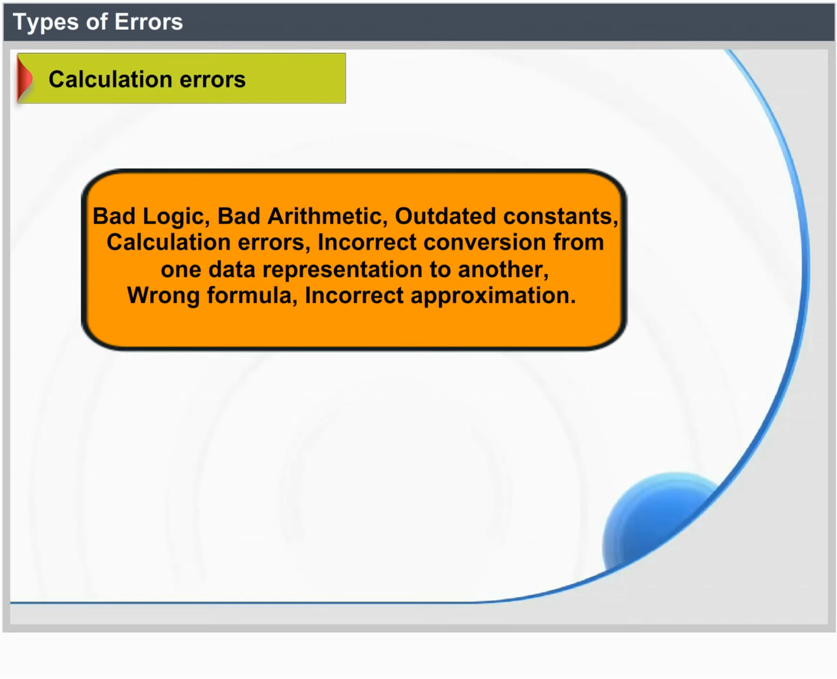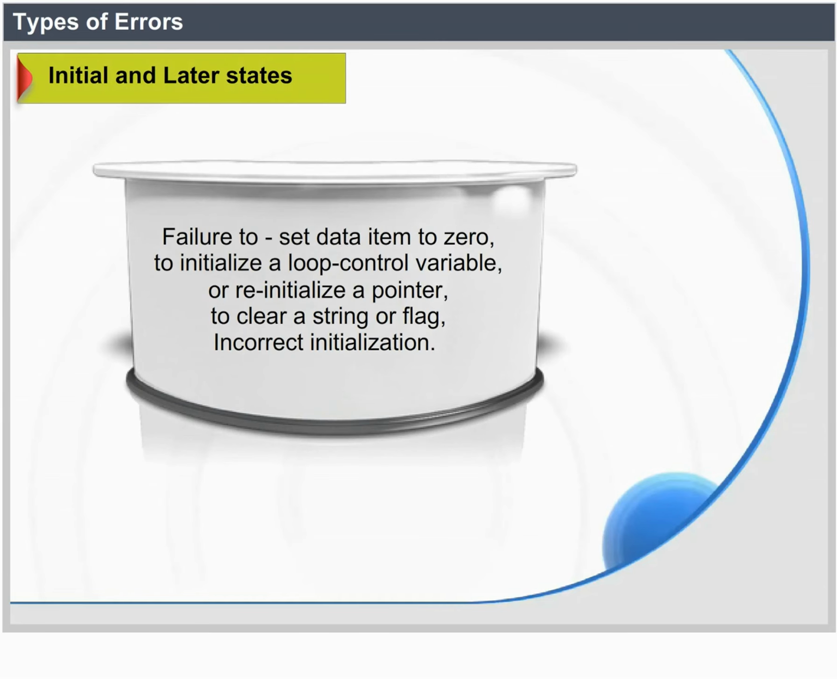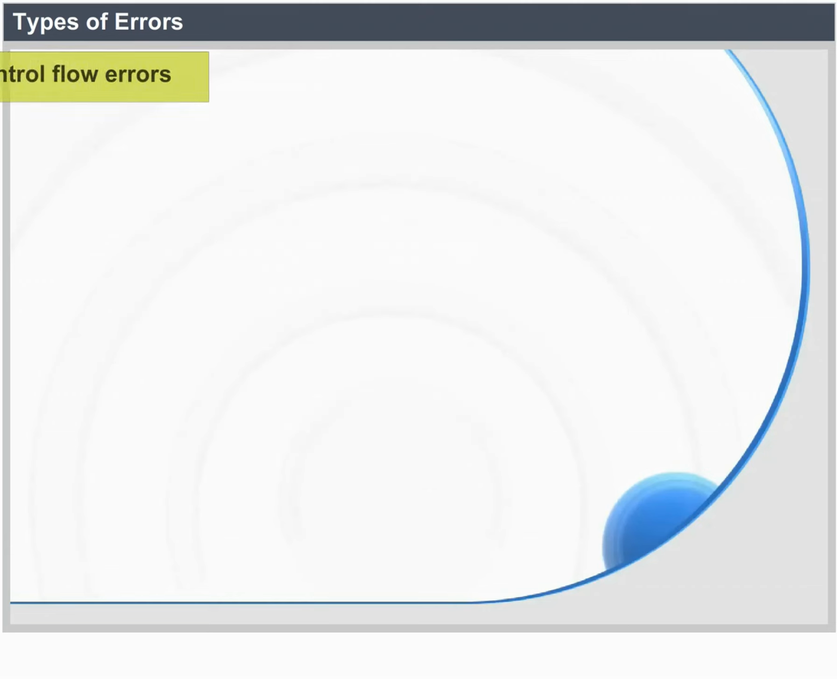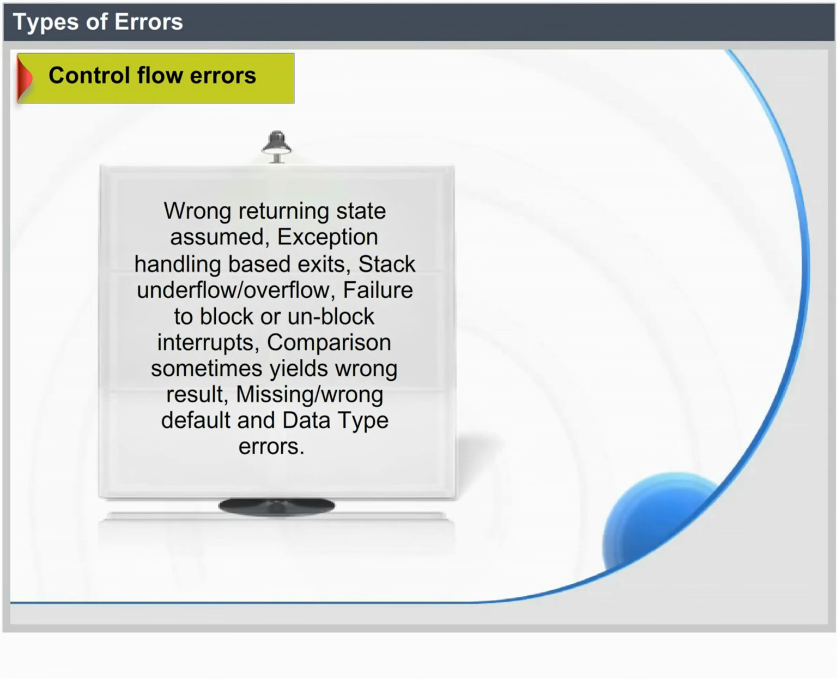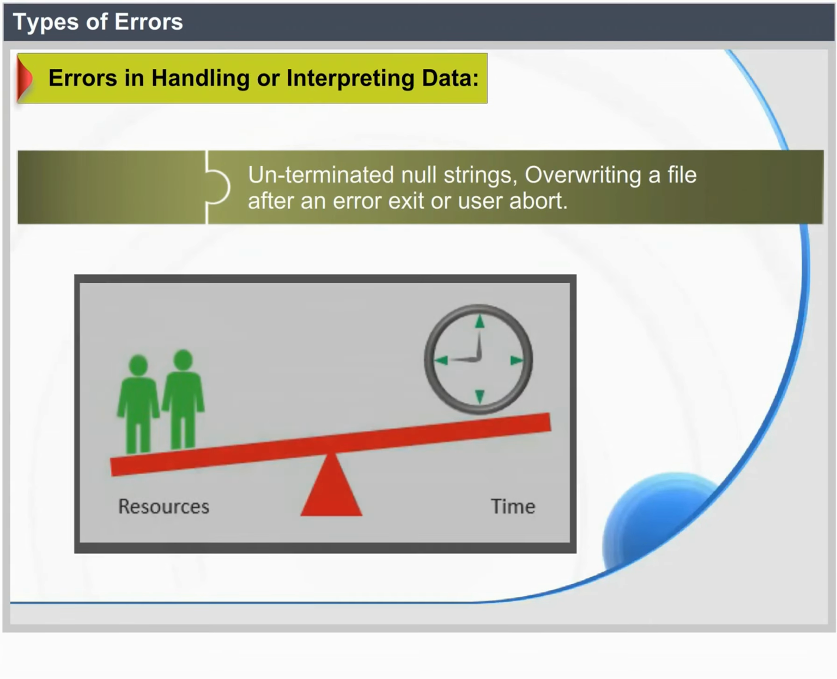Initial and later states: failure to set a data item to 0, to initialize a loop control variable, or reinitialize a pointer, to clear a string or flag, incorrect initialization. Control flow errors: wrong returning state assumed, exception handling based exits, stack underflow, overflow, failure to block or unblock interrupts, comparison sometimes yielding wrong result, missing or wrong default. Data type errors: errors in handling or interpreting data, unterminated null strings, overwriting a file after an error exit or user abort.